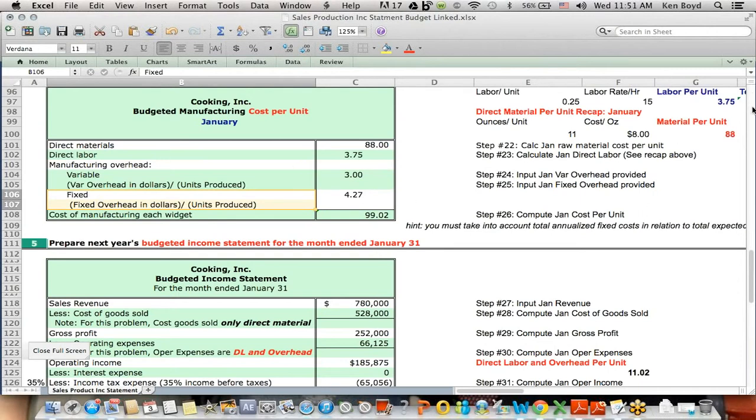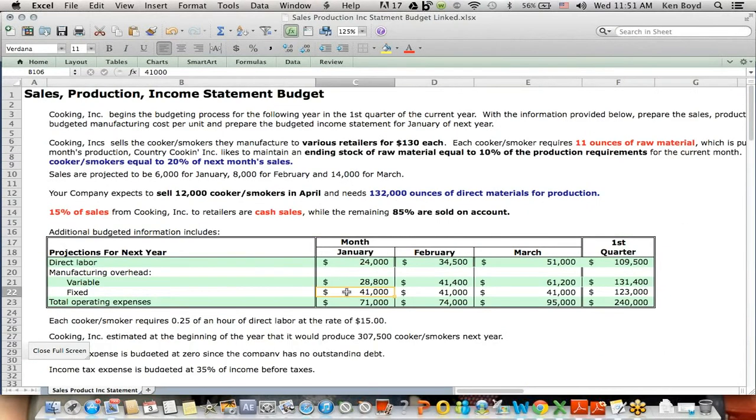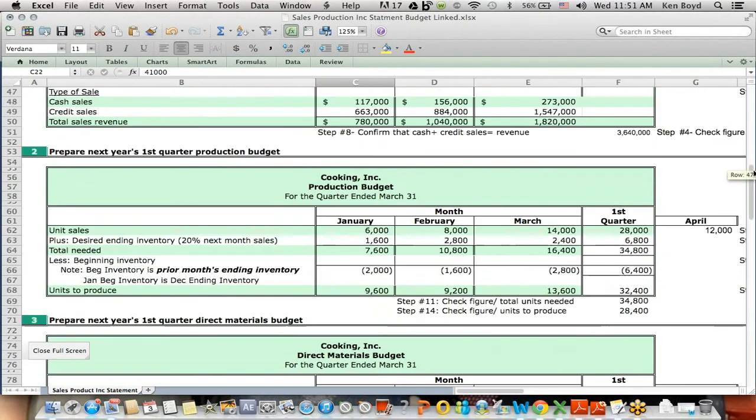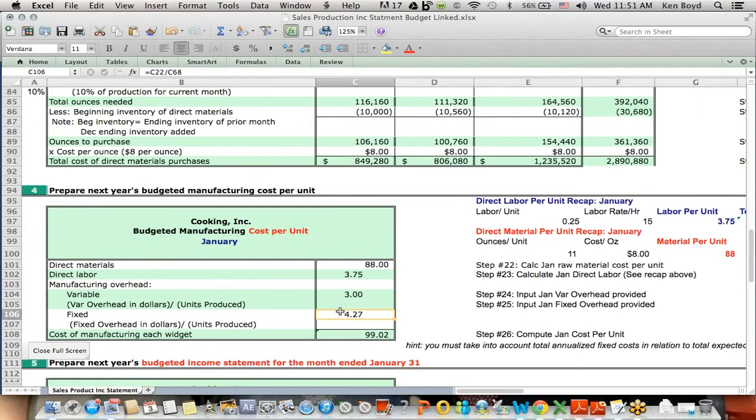But in any case, I took the fixed overhead in dollars, which we're told at the top is $41,000. And I took that and I divided the $41,000 by the units produced here to come up with $4.27. I have a total manufacturing cost for each item, $99.02.